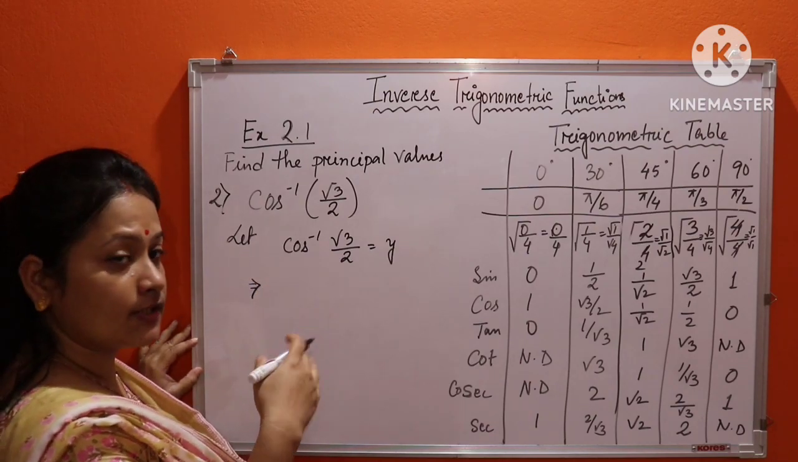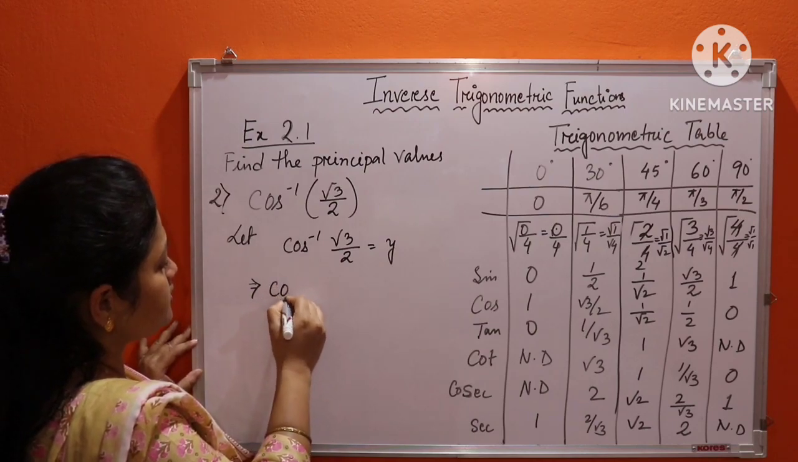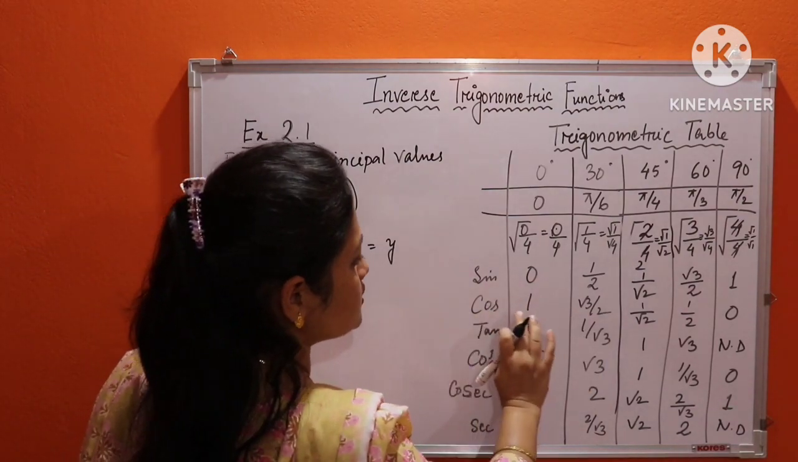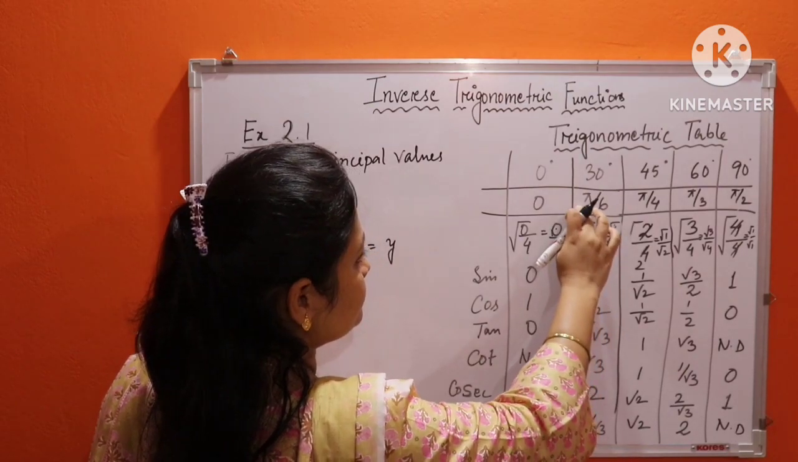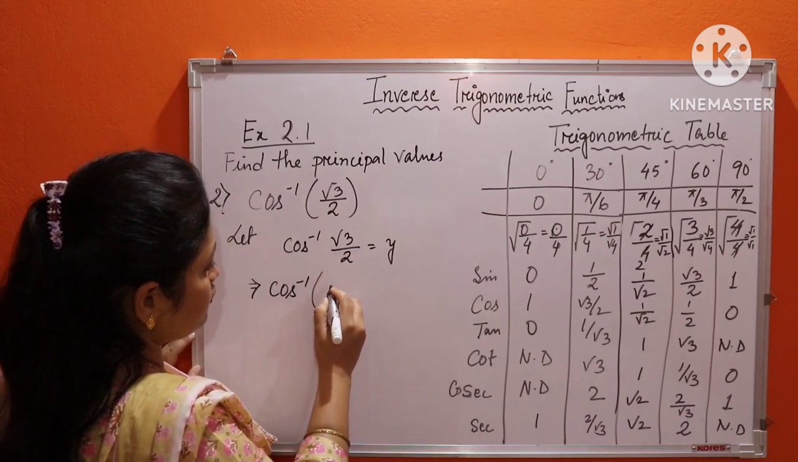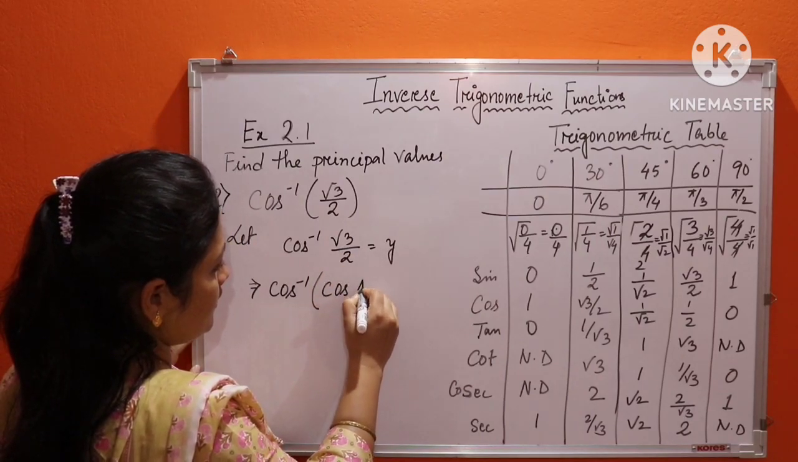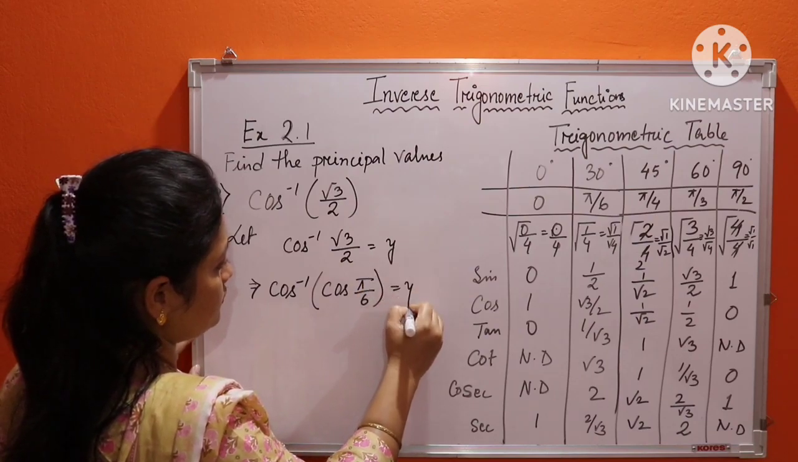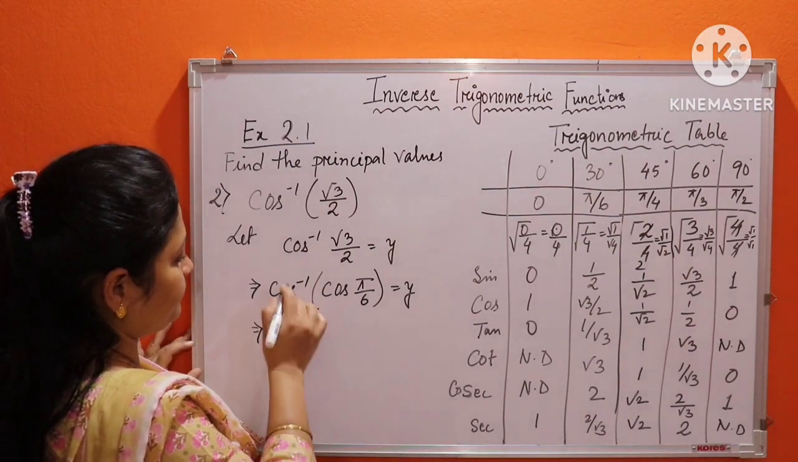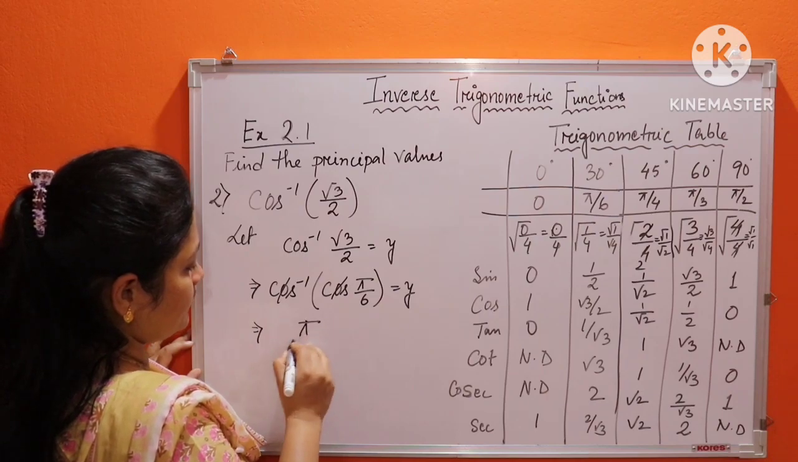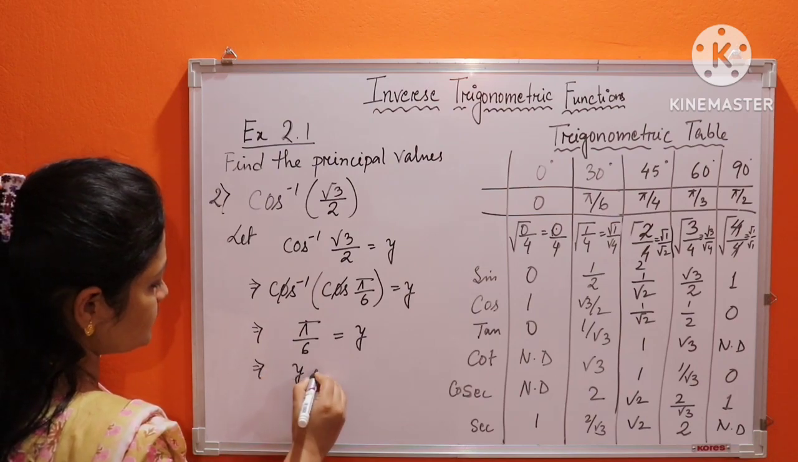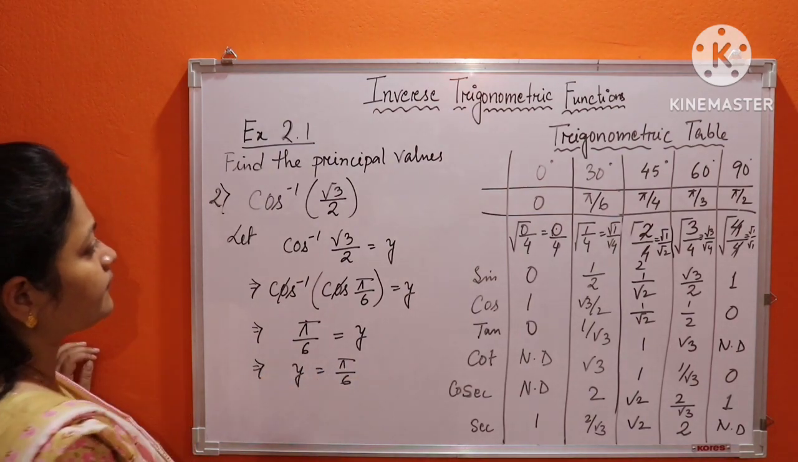I'll show this question in another method. Let us see, cos inverse root 3 by 2. Root 3 by 2 for cos, I got with pi by 6. So in place of root 3 by 2 I can write cos pi by 6 is equal to y. Cos inverse and cos, these two will be cancelled. Pi by 6 remains, that means y is equal to pi by 6.